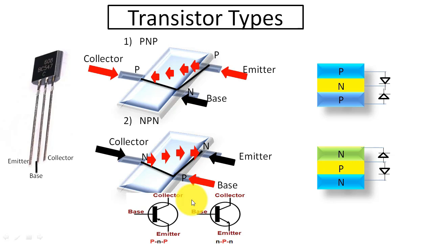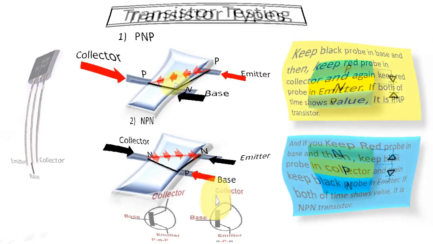Now you will know how to identify them in a schematic diagram. Here you can see the transistor symbols. If the arrow goes inside toward the base, then it is a PNP transistor. On the other hand, if the arrow goes outside from the base, then it is an NPN transistor.